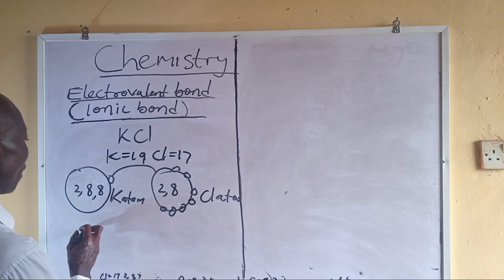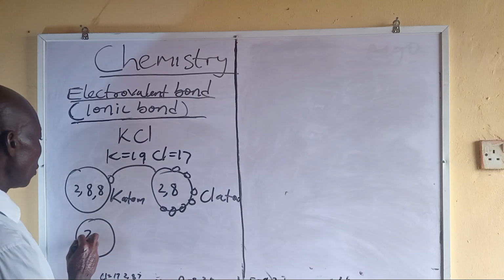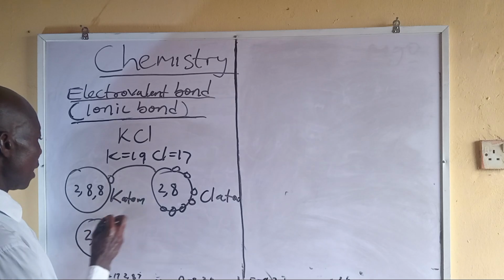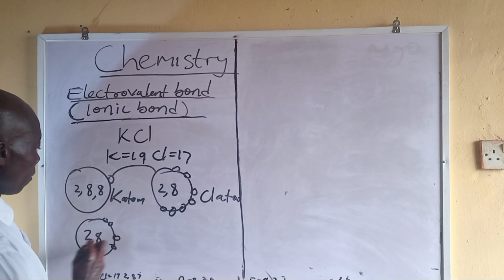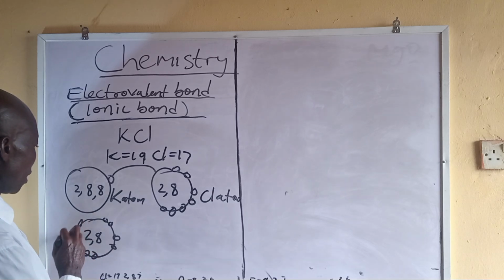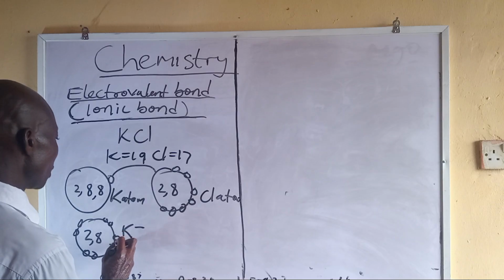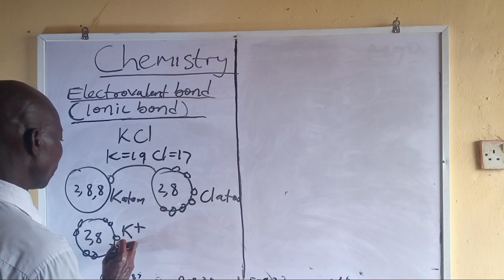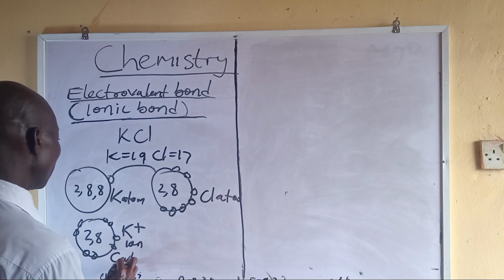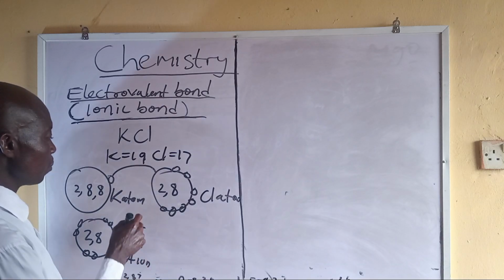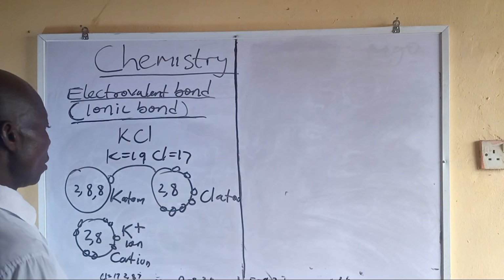After the transfer of electrons, see what occurs. Potassium will be 2, 8, then the last shell is this 8: 1, 2, 3, 4, 5, 6, 7, 8. This is the potassium ion. That is a cation. Why is it plus? Meaning potassium has already given out 1 electron.